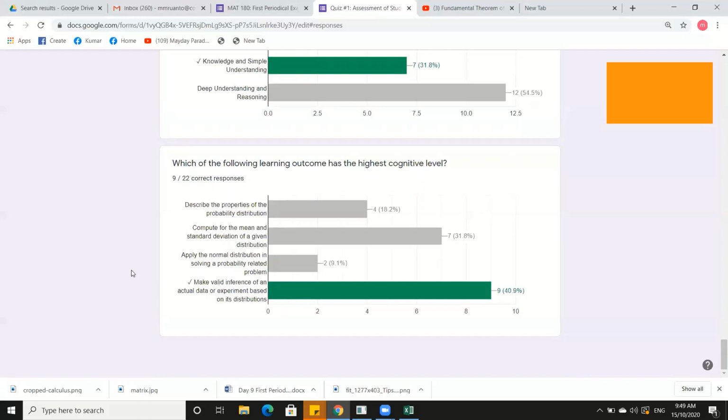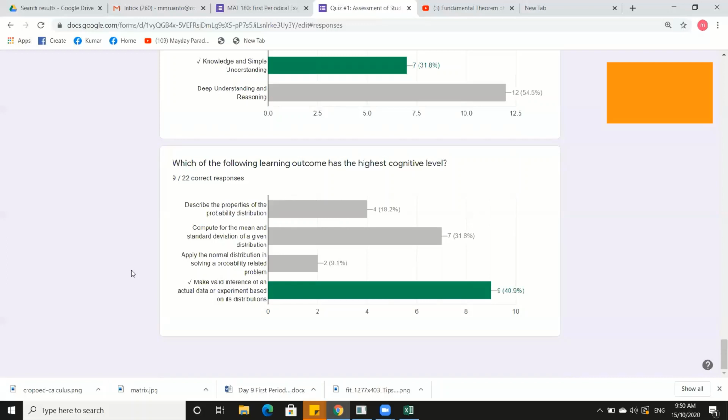Apply the normal distribution in solving a probability related problem. So it's more of application also, applying, but in problem solving. So it's in between applying and analyzing. So we have letter A understanding, letter B applying, letter C applying and analyzing.